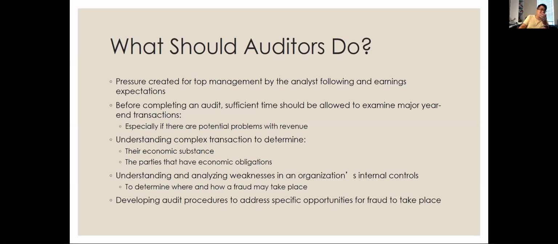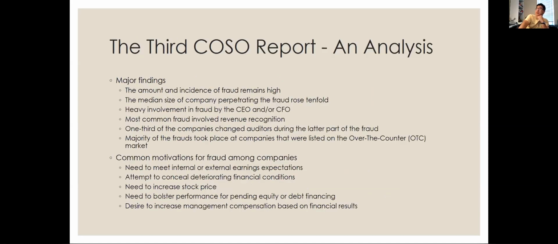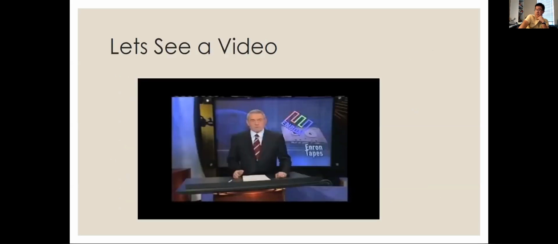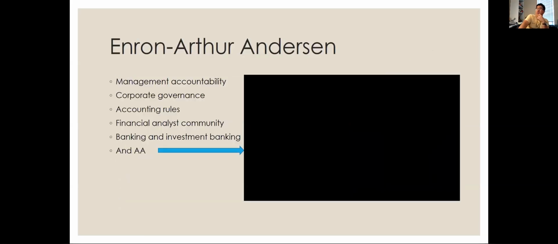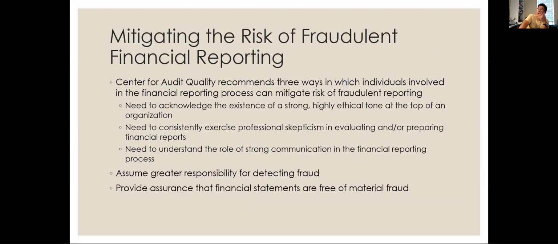So when we are auditing, if we see that this company's performance seems to be just over what people thought it would be, or this company's performance just barely turned a profit and didn't lose money, then we can see there's a possibility those companies are committing fraud. Here are COSO reports and analysis regarding fraud. You can take a look. And there's a video we can watch, though we don't have to watch everything.